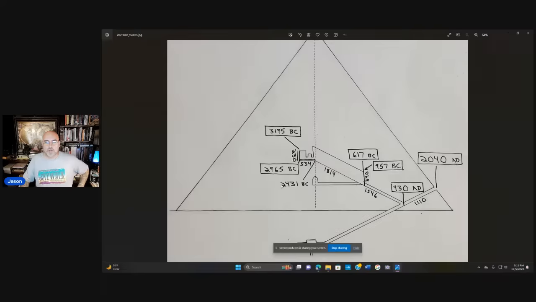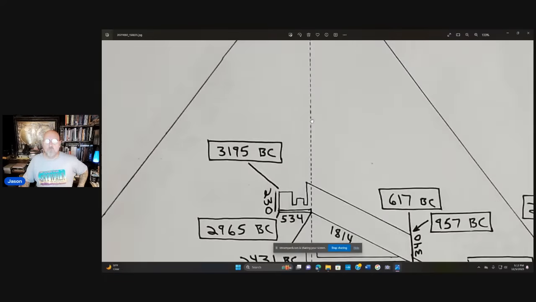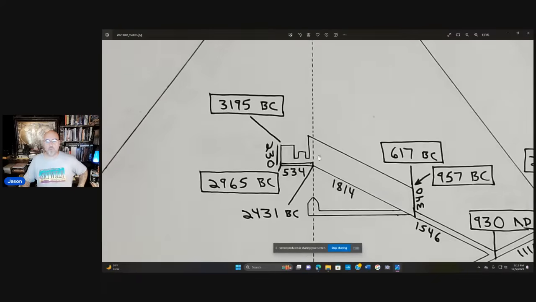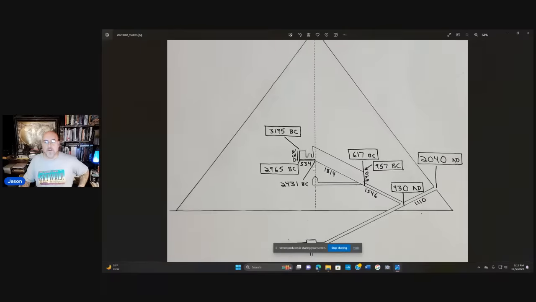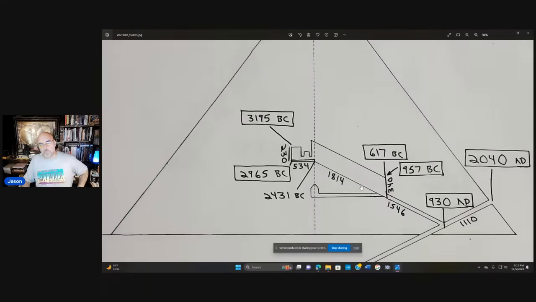Look at this. The year 3195 BC starts here. My archaic veterans can tell you what that year is. It's in Chronicon. Right here, it's 230 inches, the height of the King's Chamber. It's 230 inches to 2965. Again, the sun darkens. Phoenix phenomenon, which is a 534-inch distance to the Great Step, which is the central axis of the whole monument. Right here gives us 2431 BC. You'll have to look in Chronicon. I can't remember that date. Here it is, 1814 inches to the axis of the end of the Grand Gallery gives us 617 BC.